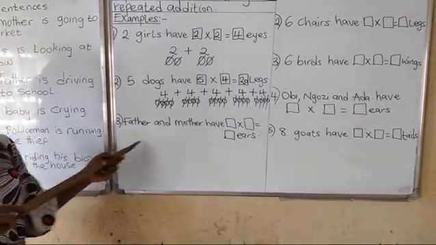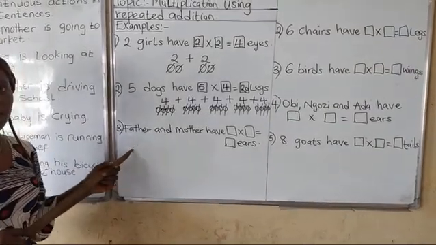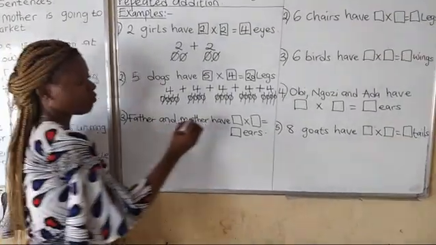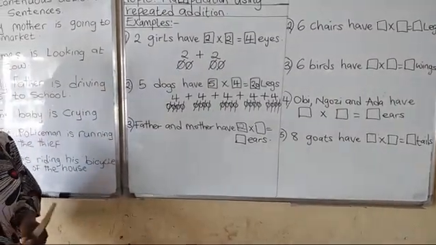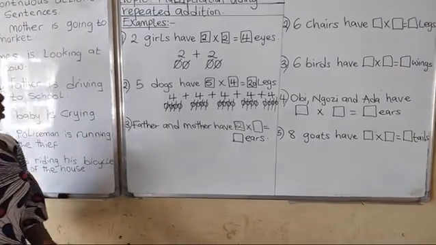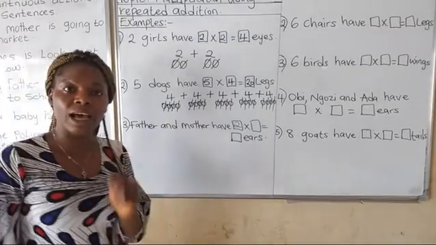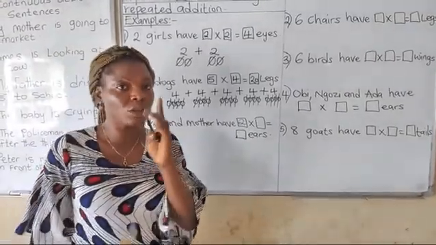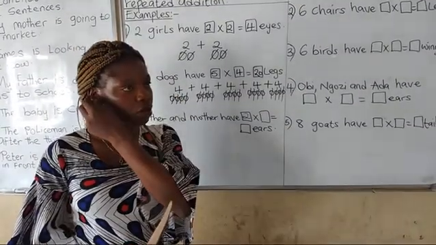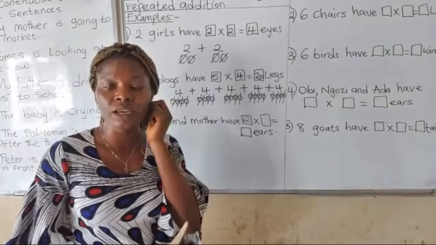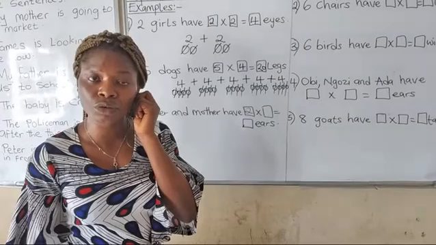Father is 1. Mother is 2. So the number of people we are talking about is 2. You write it in the first box. Are you still following? You now ask yourself, how many ears does my father have? You count. 1, 2. Every human being has 2 ears. Whether it's your father or your mother, even you yourself, you have 2 ears.